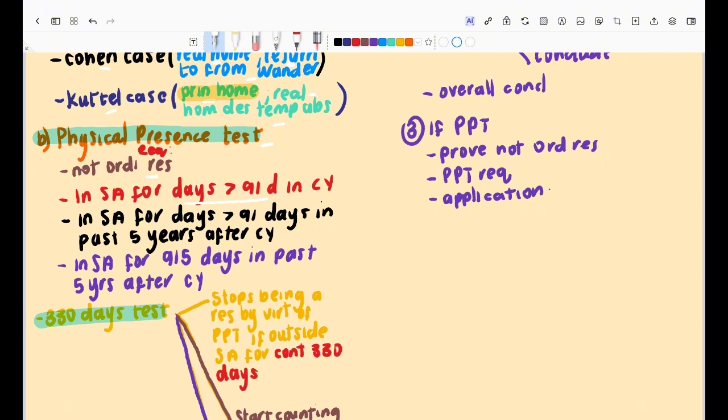And then you must have been in South Africa for 915 days in the past 5 years after the current year. That's why I say 91, 915, and 6 years, right? 1 year being the current year, and then 5 years being the years after the current year.